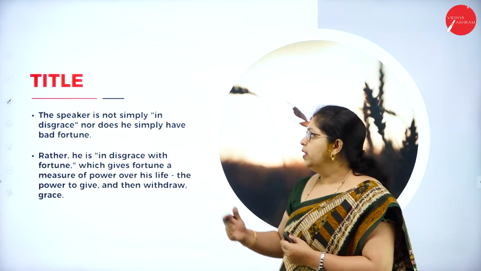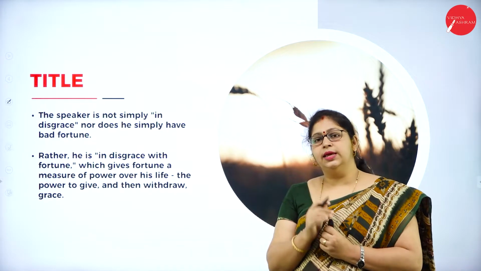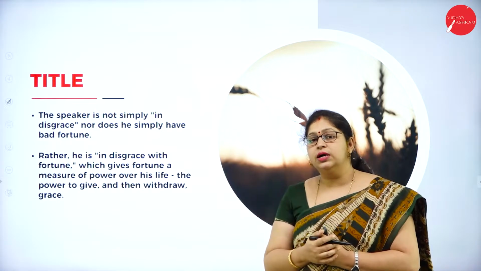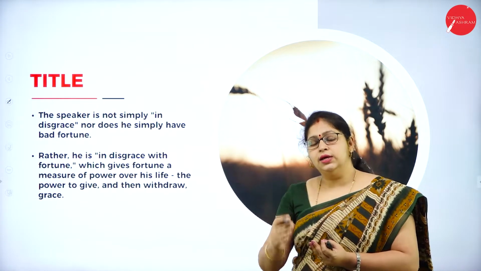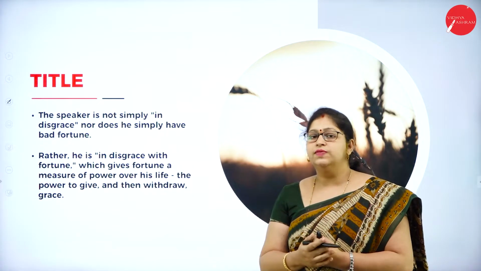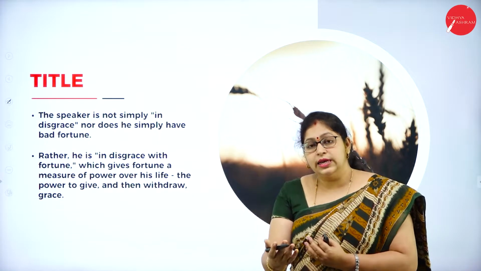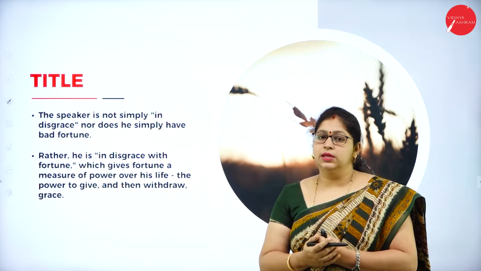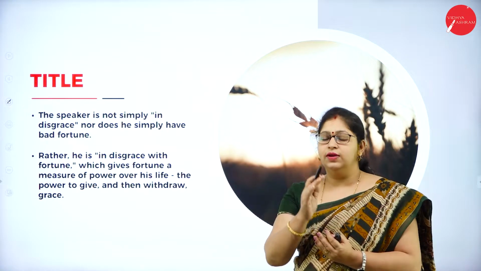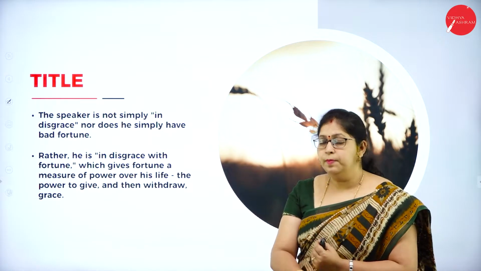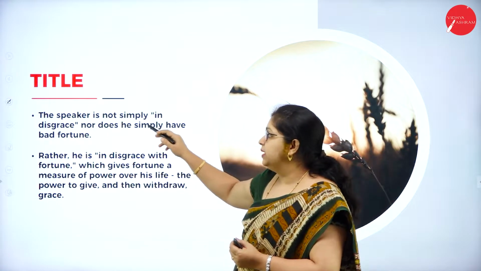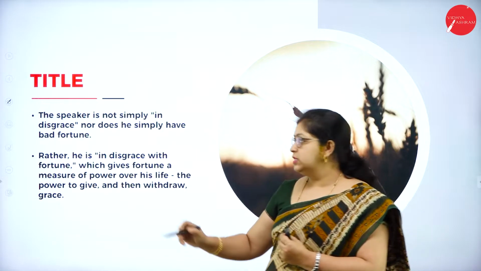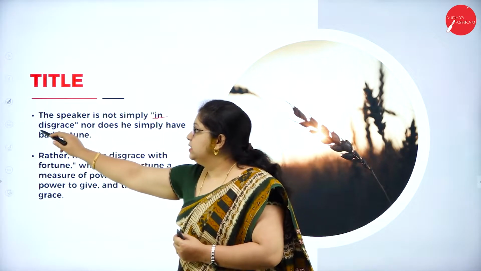to the poem. The title: why has he named it When in Disgrace? It starts with the word when. Here he goes on telling the fortunes which he missed or the grievances he has. He compares himself with the people who have something. What are those somethings? We'll discuss that when we start discussing the poem. But now, the speaker is not simply in disgrace, nor does he simply have bad fortune. See the difference here. He is not simply in disgrace.